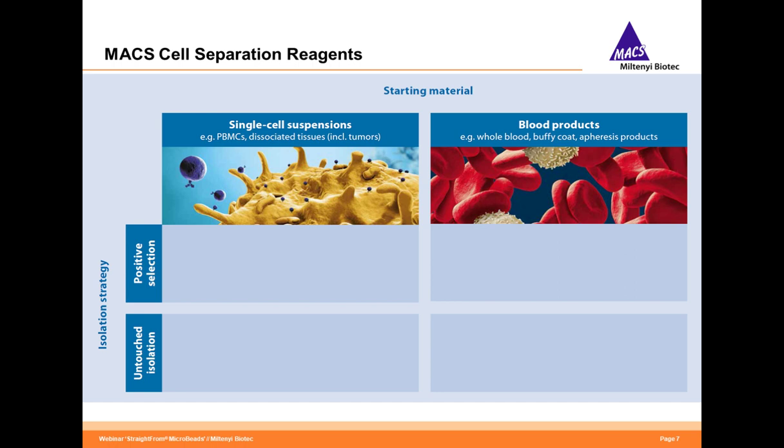Just to give you an overview of our MACS Cell Separation Reagents, we have different portfolios, and the separation strategy can be based on different techniques. So first of all, we have our MACS MicroBeads. This is based on the colors that I've just introduced. We utilize here nano-sized microbeads, and we have different types of microbeads, among others UltraPure and REAlease. The starting material for these MACS MicroBeads are single-cell suspensions, and this is a positive selection method.